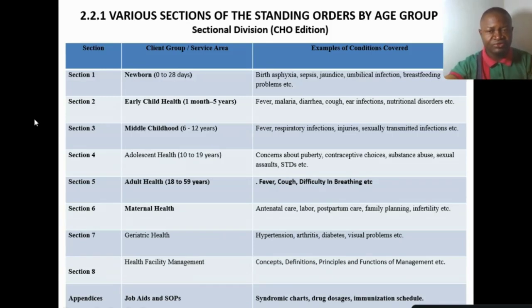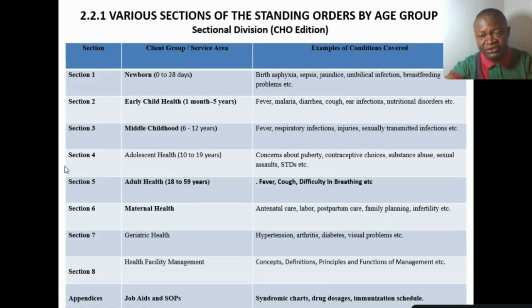Okay, so you see sections 1, 2, 3, 4 down to 8, and then the appendix, and then you see the group of client, the age group of the client, and you see examples of the conditions that can be covered there. So at the end of this table, you should already have this component of the standing order at your fingertips. You should be able to go anywhere in the standing order and get what you want, depending on the age of the person you want to care for.